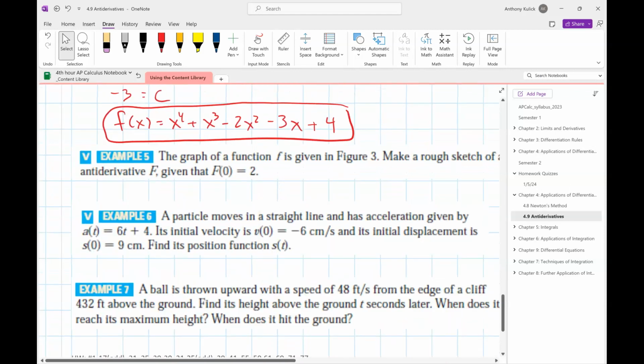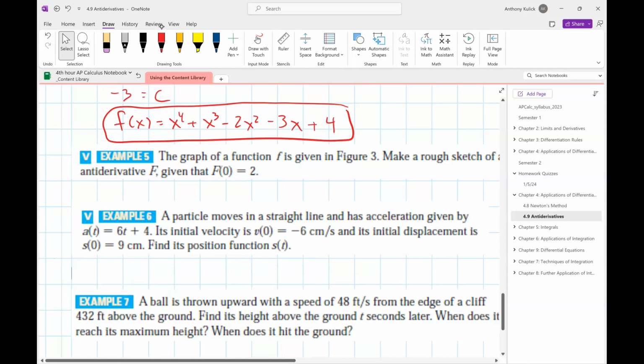I forgot to import the graph for that, so we're just going to skip example 5 because I screwed that up.